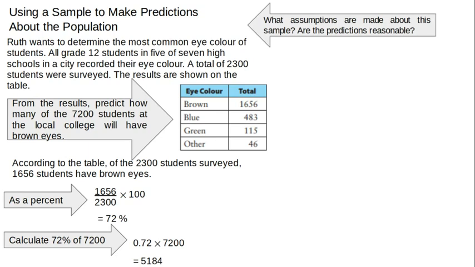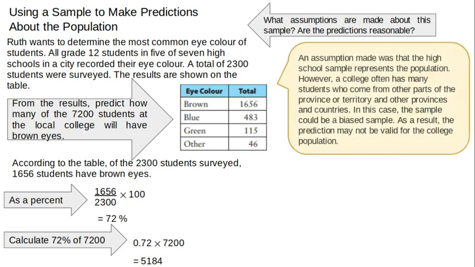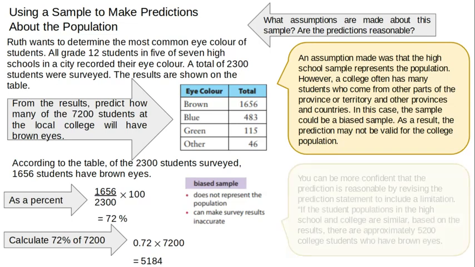What are the assumptions made about this sample? Are the predictions reasonable? Well, an assumption made was that the high school sample represents the population. However, a college often has many students who come from other parts of the province or territory and other provinces and countries. In this case, the sample could be a biased sample. As a result, the prediction may not be valid for the college population. A biased sample does not represent the population and can make survey results inaccurate.